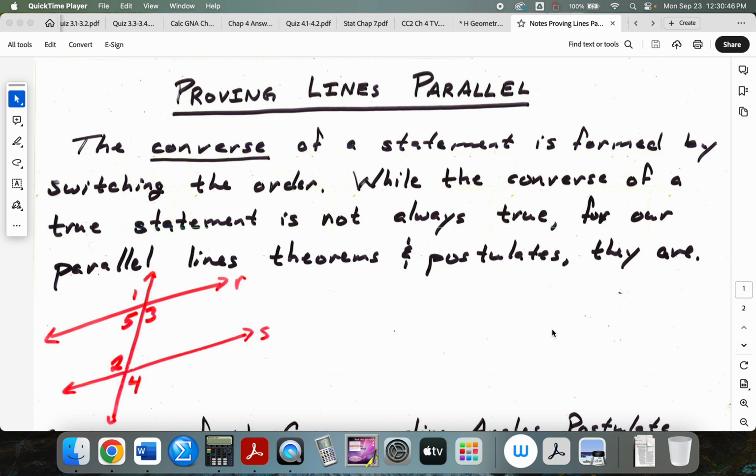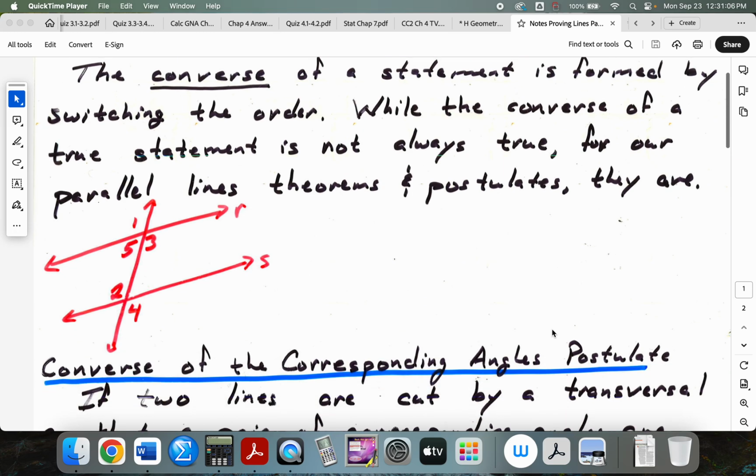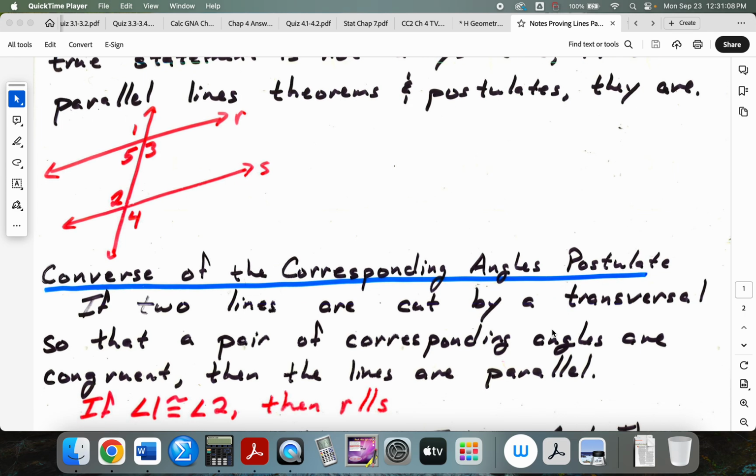Now, remember, the converse of a statement we form by switching the order. We switch the hypothesis with the conclusion. The converse of a true statement isn't always true, is it? Right? But in the case of all the parallel lines theorems and postulates, the converses are all true. So, the converse of the corresponding angles postulate says, if two lines are cut by a transversal so that we know the corresponding angles are congruent, well, those lines must have been parallel. It can't work any other way.